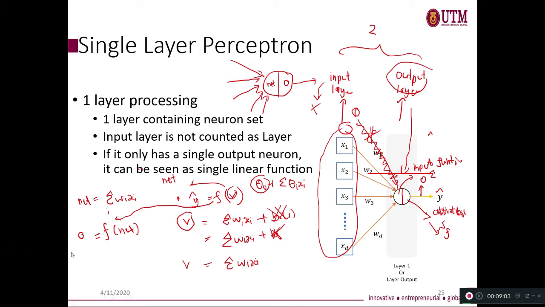Later you won't get confused, because I will use net and O to represent the output of the input function, which is net, and the output of the neuron, which comes from the output of the activation function, known as O there. Okay.